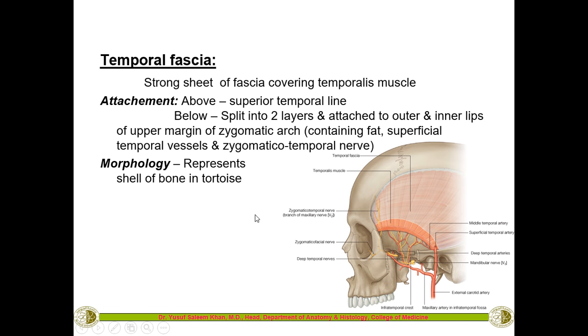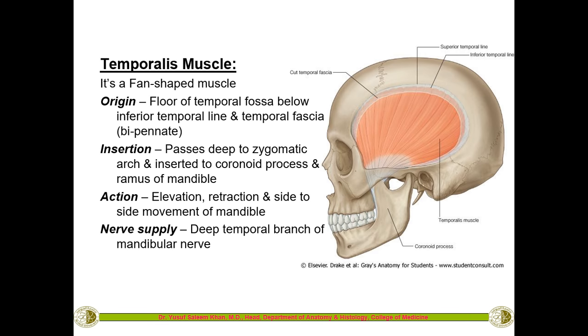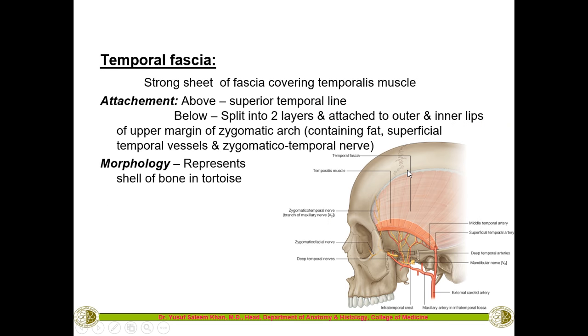Okay, so this temporal fascia is attached to the superior temporal line. But as it extends downwards, it will be split into two, and it will be attached to the two lips of the upper margin of the zygomatic arch. This is the zygomatic arch. So it will be attached to the two sides or the two lips of this zygomatic arch. It splits into two layers. Initially it is just one layer when it is covering the muscle, but when it comes down, it splits into two and attaches to the two margins of this zygomatic arch.